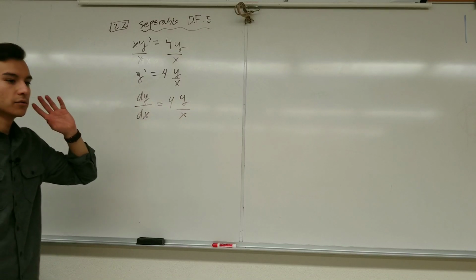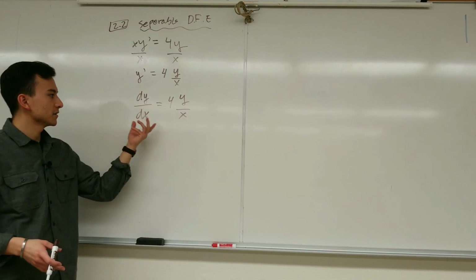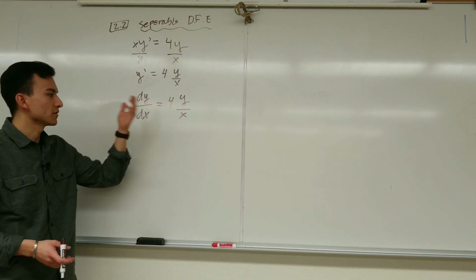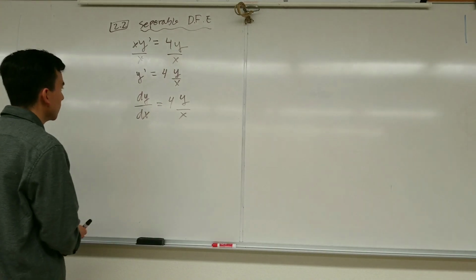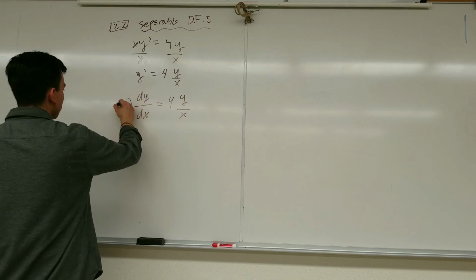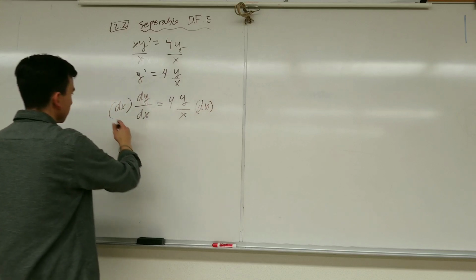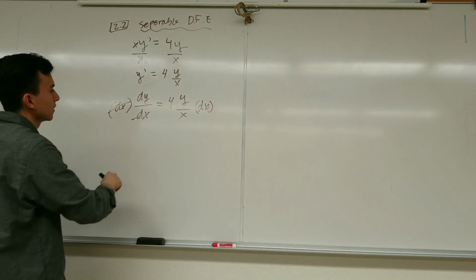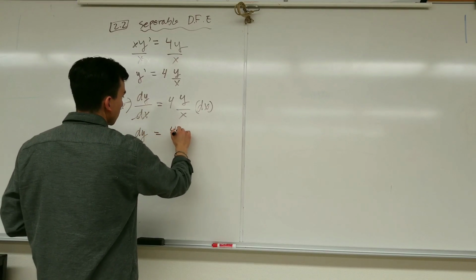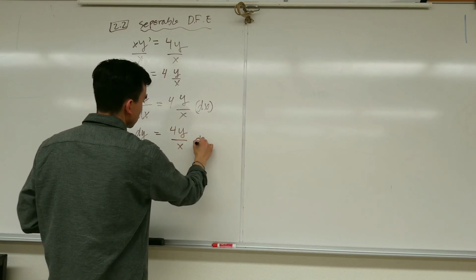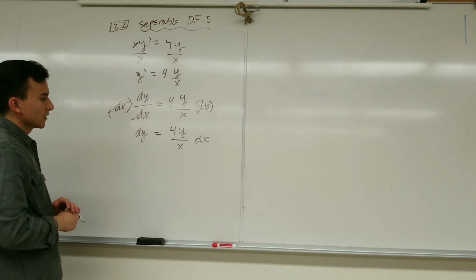Now, what I'm thinking right now is, how do I get our x's with our dx and our y's with dy? So that's basically the main question you should be asking yourself. Well, you could go different routes. I'm just going to multiply by dx to both sides. Now I have dy is equal to 4yx dx.